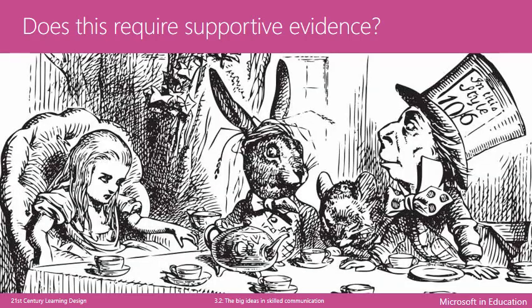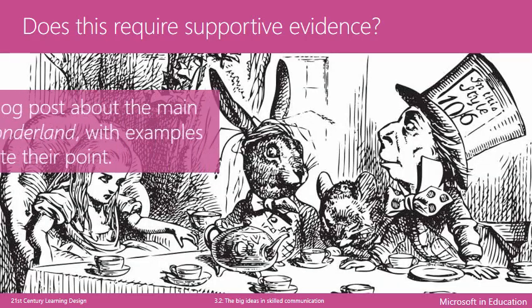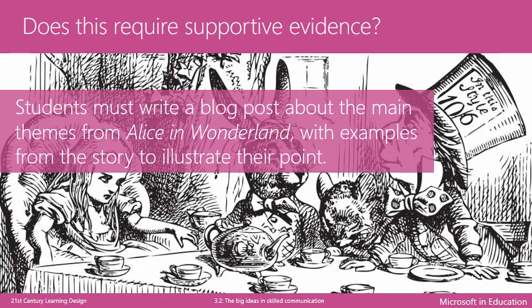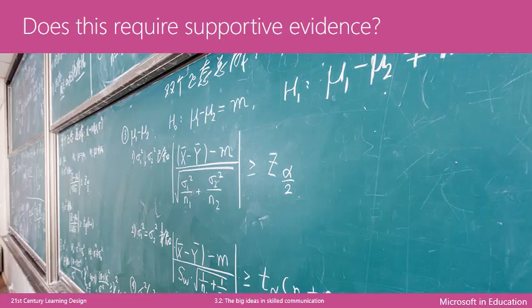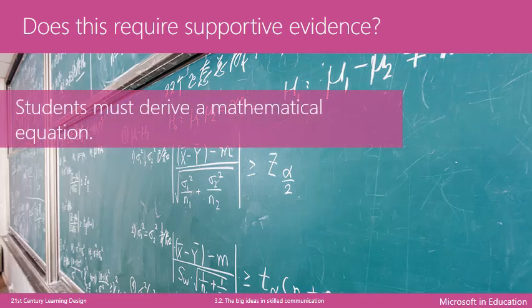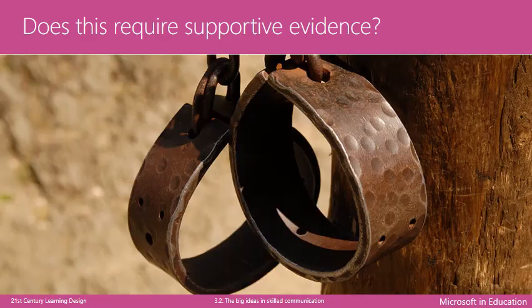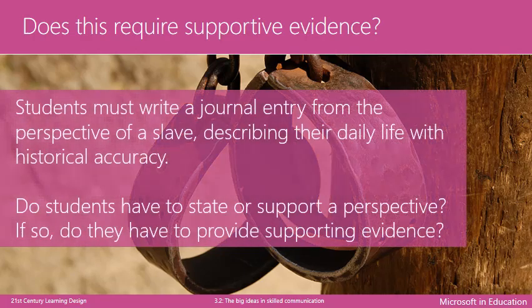Is supportive evidence required when students must write a blog post about the main themes from Alice in Wonderland with examples from the story to illustrate their point? If students must derive a mathematical equation and compute the equation without explaining their logic, is supportive evidence required for this type of communication? In this example, where students must write a journal entry from the perspective of a slave describing their daily life with historical accuracy, do students have to state or support a perspective? If so, do they have to provide supporting evidence?